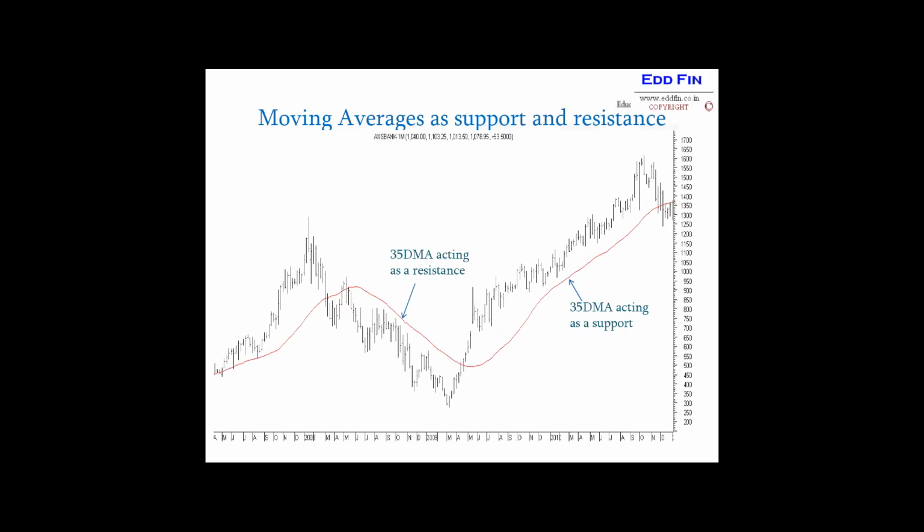We are also using moving average as support and resistance. Whenever the stock is below the moving average, it acts as a resistance, and when it is above the moving average, it acts as a support. We have used a 35-day moving average here to show you how a moving average can be used as a support and resistance.